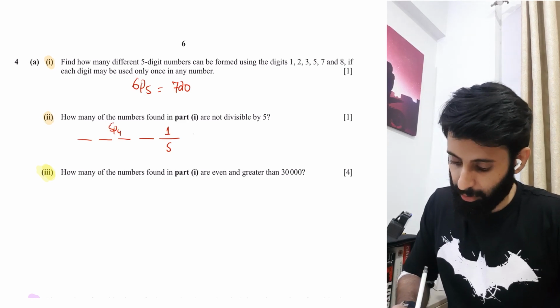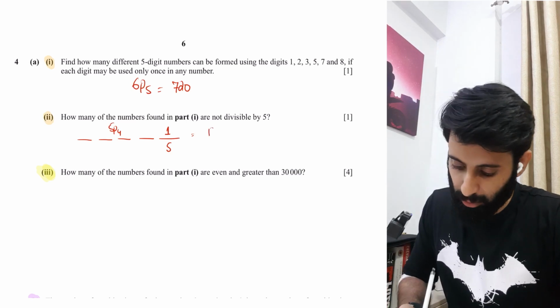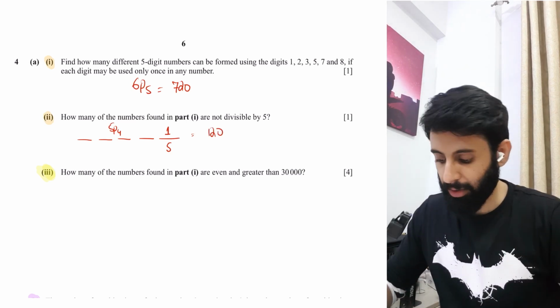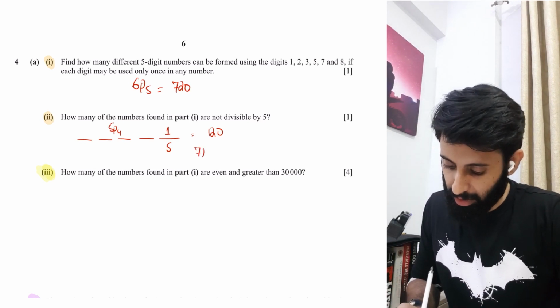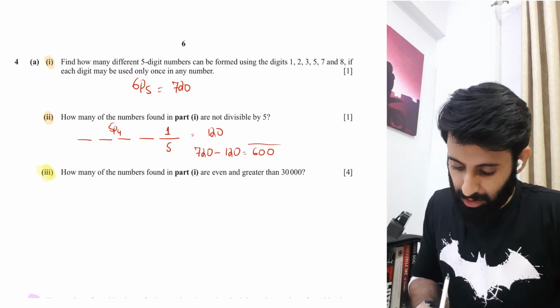So 5p4 times 1. Let's see, what do we get? 5p4, which is equal to 120. Now remember, don't get carried away and think this is your final answer. This is not, because what we've done is we've worked out the numbers that are divisible by 5. So if you want the numbers that aren't divisible by 5, all you got to do is 720 minus 120, which is equal to 600.